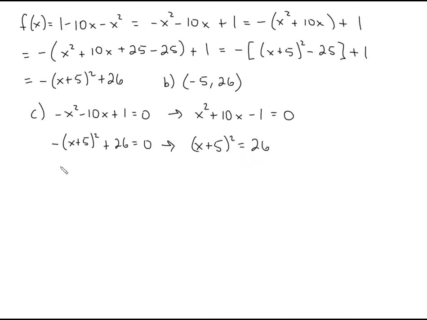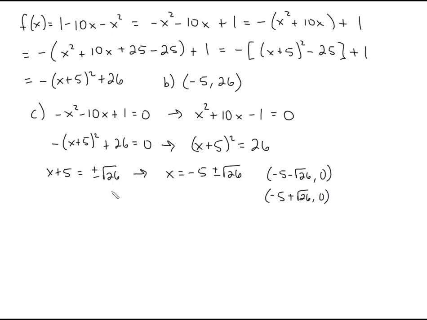And then you take the square root of both sides, you get x plus 5 is equal to plus or minus the square root of 26. And finally, you can just subtract 5 to get our two final answers here for the x-intercepts. Minus 5 plus or minus the square root of 26. So if you want to write this as points, the first point would be minus 5 minus root 26, 0. And the second one would be minus 5 plus root 26, and 0.